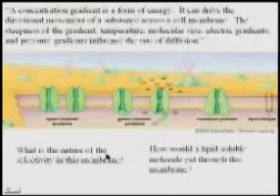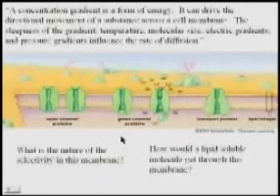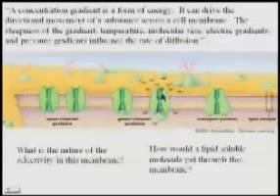So what is the nature of the selectivity of this membrane? It is selectively semi-permeable. So it's selective because of the proteins. This one is only for sodium, and of course it is semi-permeable because not everything can get through it.